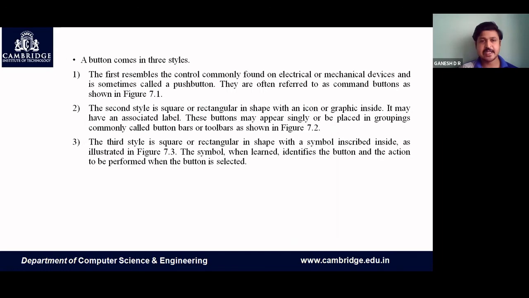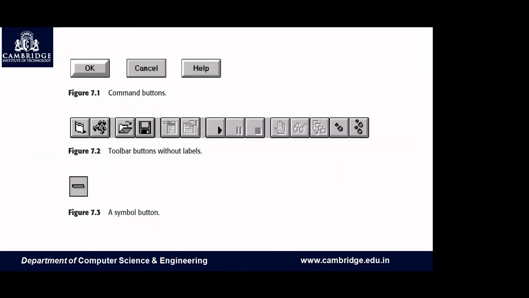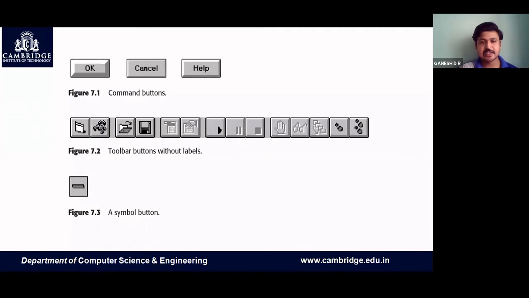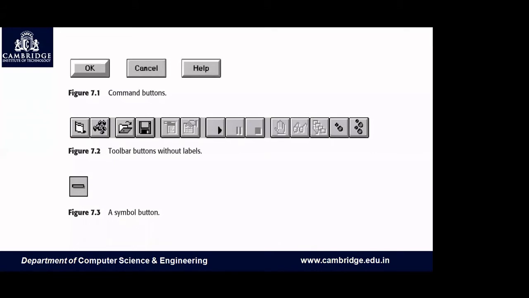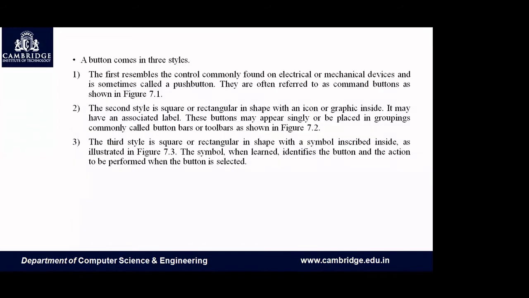So what are the styles, how does it come, right? We will see directly the figure. The first style is command buttons. The second one is toolbars, buttons without labels. And the last one is symbol buttons. The first one is command buttons.